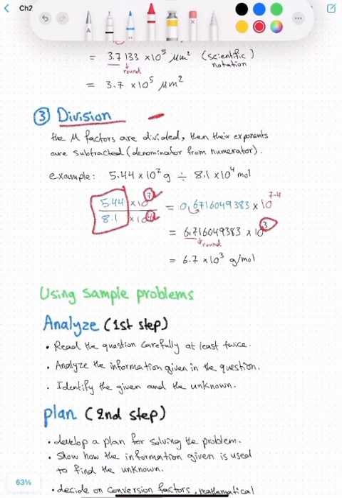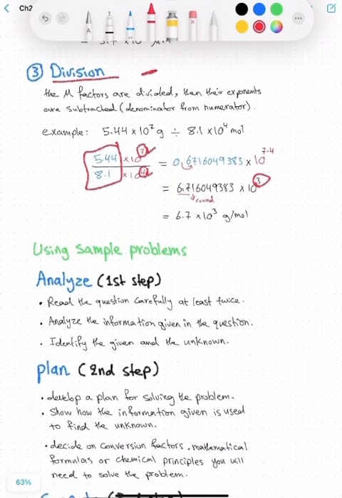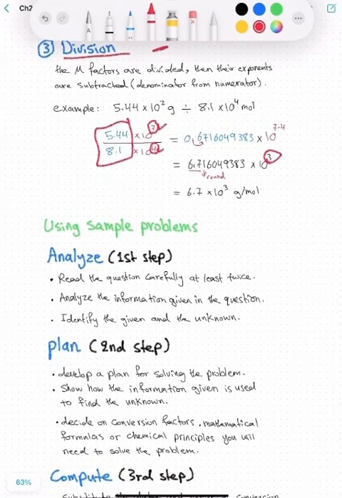So what were the steps when we wanted, for example, to calculate density for something, or we had a sample problem or practice, we want to calculate something? We have steps to follow. Step number 1, you have to analyze it. You have to read the question carefully at least twice, then analyze it. What do we have from the question? What does it need from you to do? Then identify the given and the unknown. Always write down what is given from the question and what is unknown.